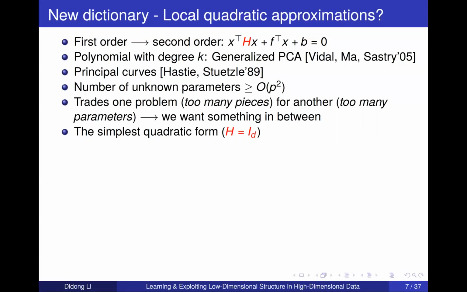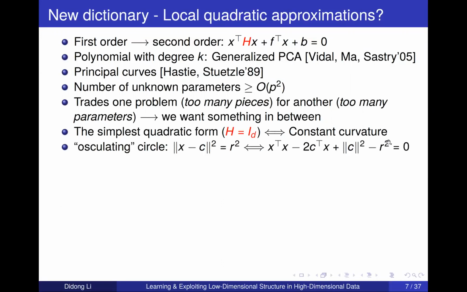If we think about this geometrically, this corresponds to the constant curvature space, because the first order approximation means we use the tangent space with zero curvature. It's just flat Euclidean space. So here we can consider a constant curvature space with non-zero curvature. This corresponds to the equation of a sphere. If H is the identity, we can rewrite this equation as: the distance between x and c is a constant r squared, where c is the center of the sphere and r is the radius of the sphere.